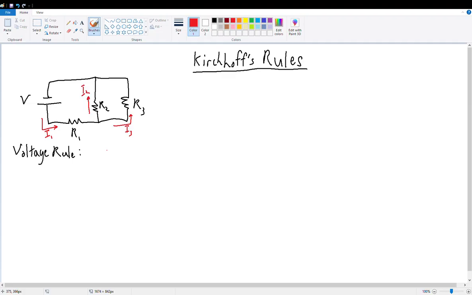All right, so we have to pick directions for our current. Once we have those directions, then we can determine what's going on. Right? So once we have directions for our current, we pick loops. We have to have a certain number of loops for our voltage rule to work. Now, I just want to illustrate this with one loop, and then we'll talk about how many loops you actually need. All right, so I'm just going to pick a loop.